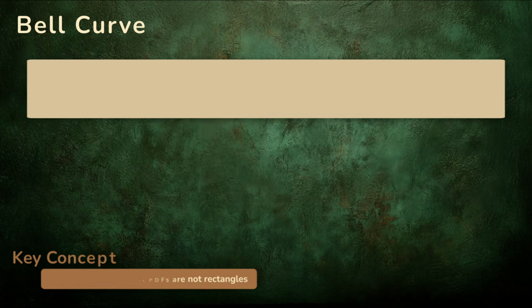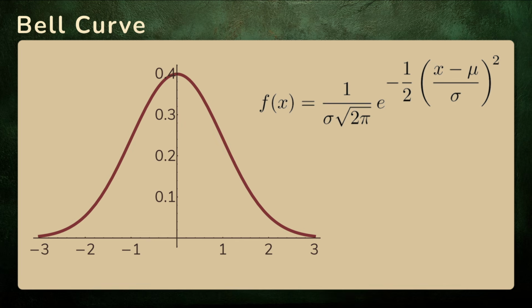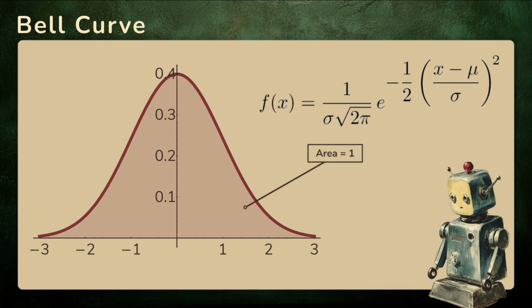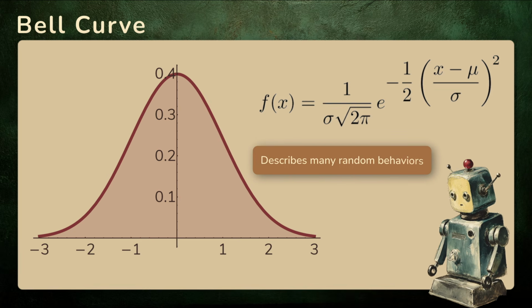The most famous of them all is the bell curve. Here is its graph, and here is the formula. If you calculate the area underneath this curve, you will get 1. This curve describes a specific continuous random variable. You can think of it as a very specific random number generator. A remarkable number of random behaviors in our universe are described by this machine and this bell curve.